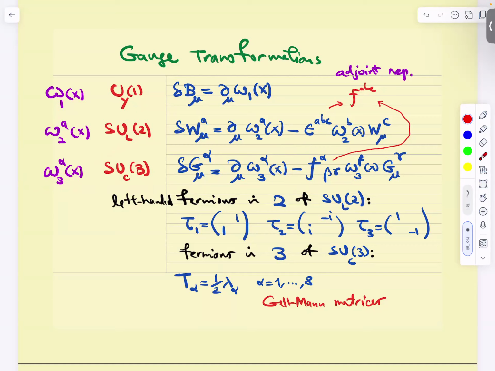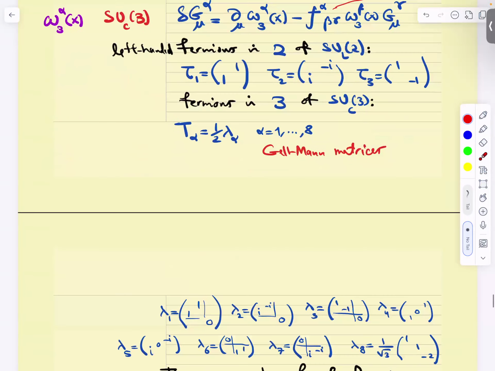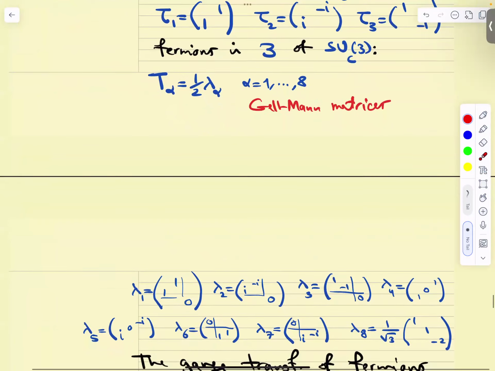Now, SU(2) generators in the adjoint representation, we said they're Pauli matrices. Here is going to be my notation. I'm setting the notation because we're going to be doing explicit calculations in the next couple of lectures, right? For SU(3) generators, I'm going to use the Gell-Mann matrices. This is half of lambda alpha. Alpha runs from 1 to 8, and here are the Gell-Mann matrices.